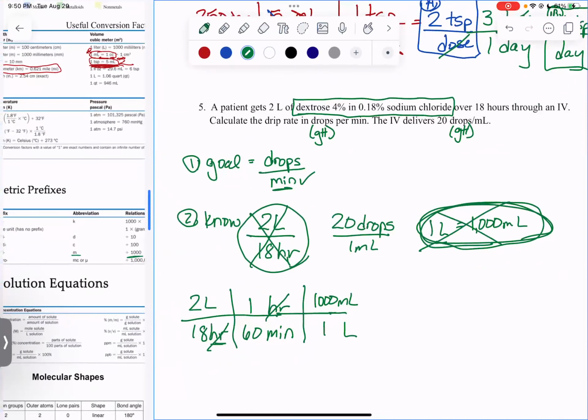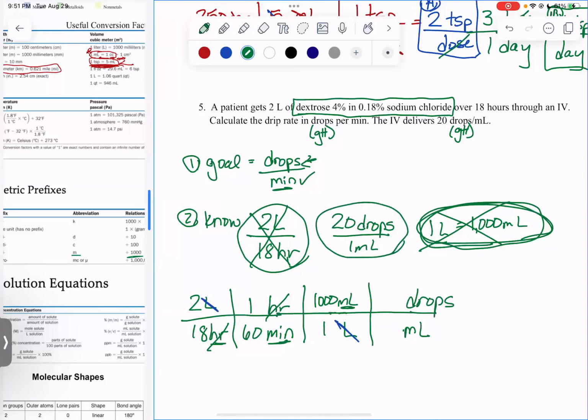So we use that. We're going to put an X on it. What happens to our units? Well, liters cancel with liters. We're going to keep going because we're now in milliliters per minute, and that's not quite what we want. We want to get rid of milliliters and go to drops, because that's our goal. And lo and behold, I have this great conversion factor. I know there are 20 drops in 1 milliliter. So my milliliters cancel, and I just have to do the math.